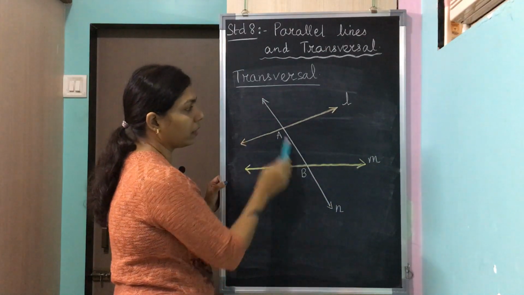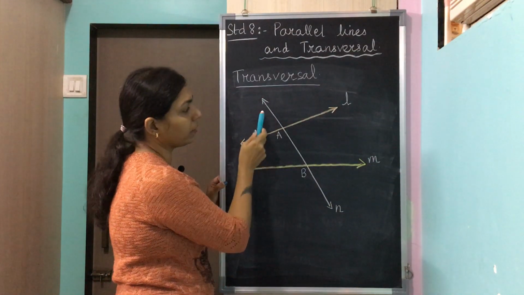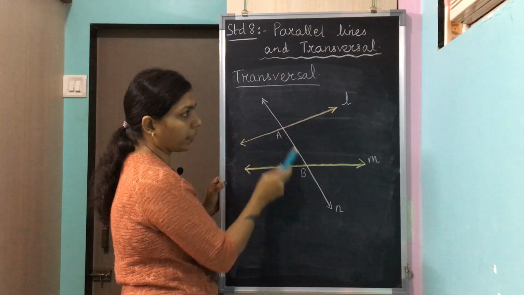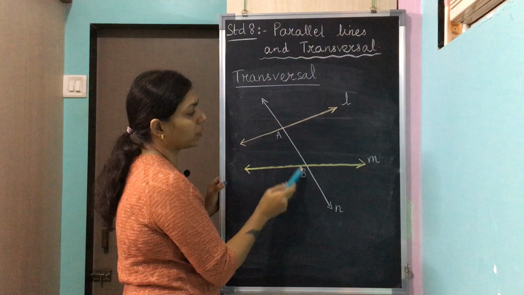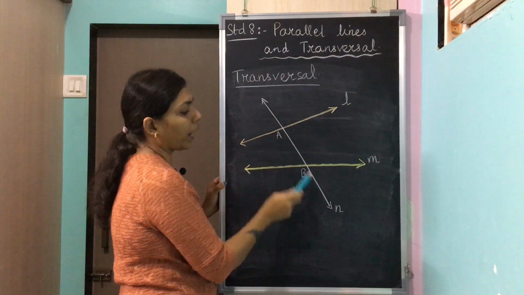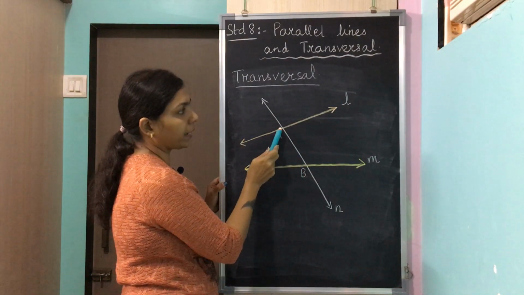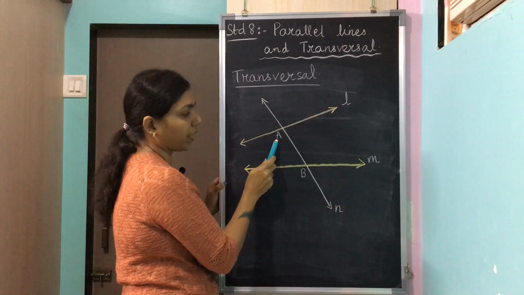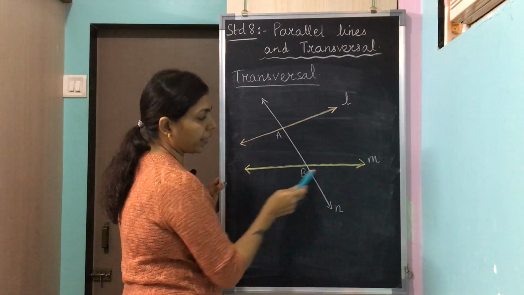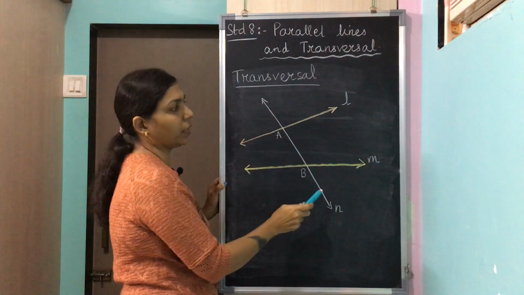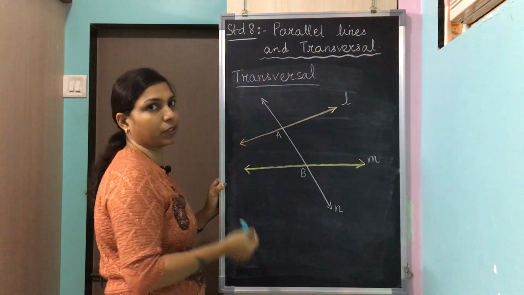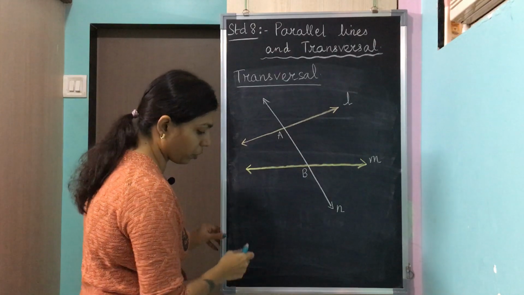Now this line, which is line N, is crossing over, or cutting, line L and line M in two distinct points. Okay, your line N is cutting line L at point A and it is cutting line M at point B. So this particular line is called your transversal. Okay, so I'll write down the definition of a transversal.